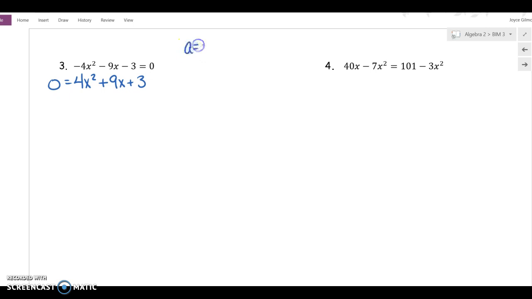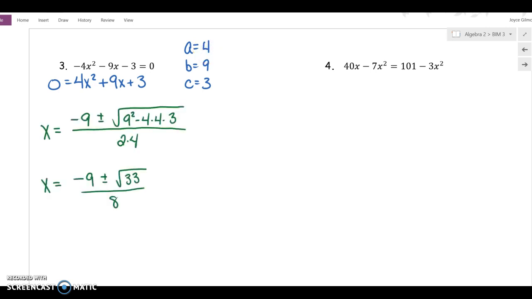Now, our a value is positive 4. Our b value is 9, and c is 3. Take a moment and see if you can do the quadratic formula yourself using those numbers. You should get this. You can't simplify the square root of 33 anymore, so that is your final answer.